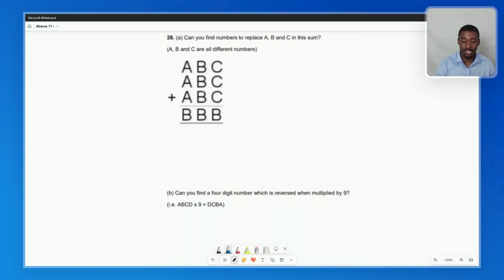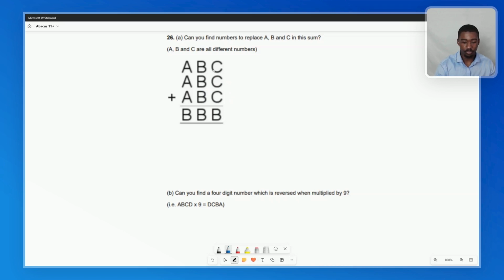Okay, so for this next question, we have to try out some different numbers. Eventually, we want to find some numbers that will replace A, B, and C correctly in this sum. It might not pop out immediately, but let's see if we can understand how this works.